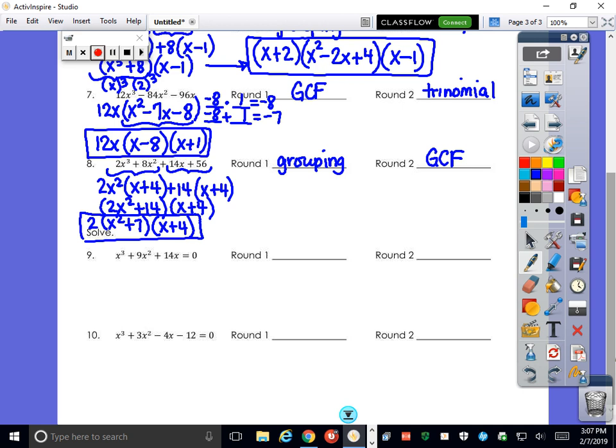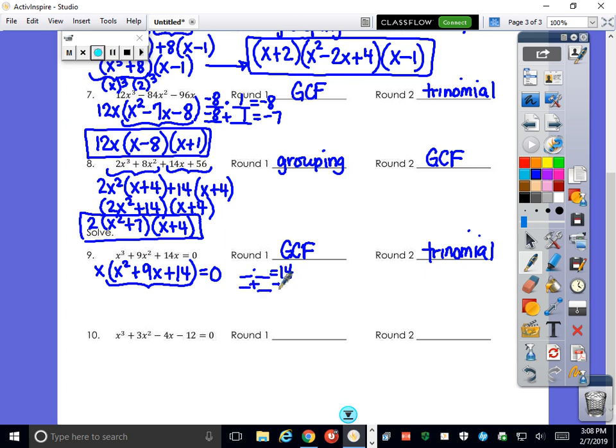All right, in 9 and 10, we have to solve once we get them factored. So in this first one, we're going to use a GCF. They have an x in common, so we'll be left with x squared plus 9x plus 14 equals 0. This can be factored into a trinomial. It can be the trinomial factoring that we do. So we're looking for 2 factors of 14 that add up to 9. So that's going to be 7 and 2.